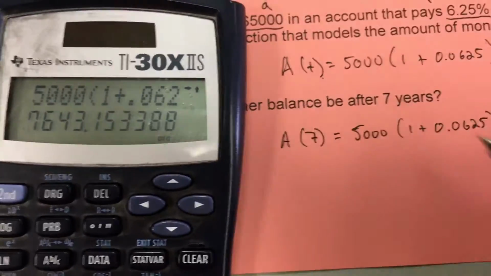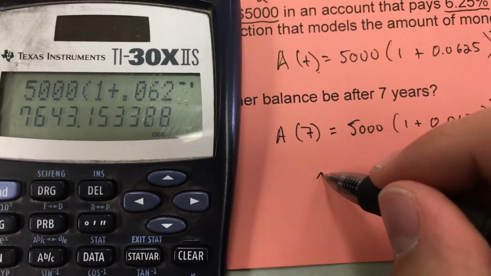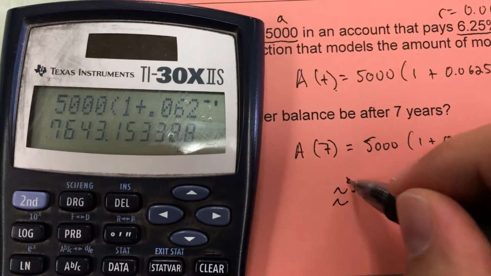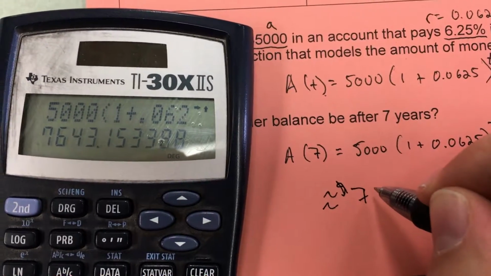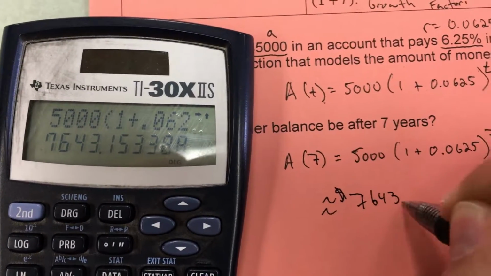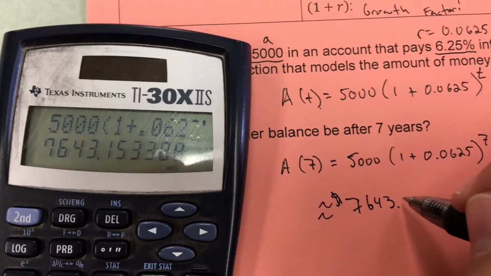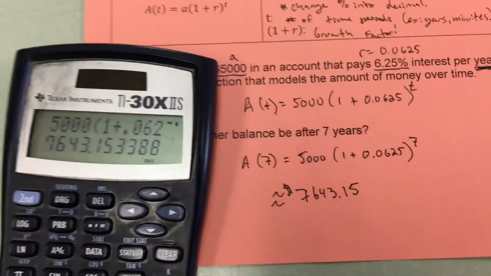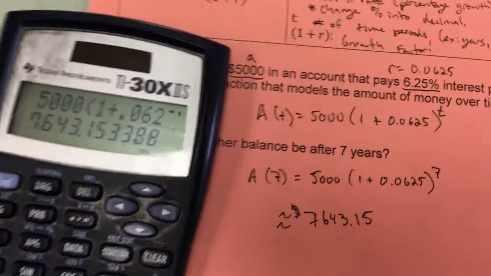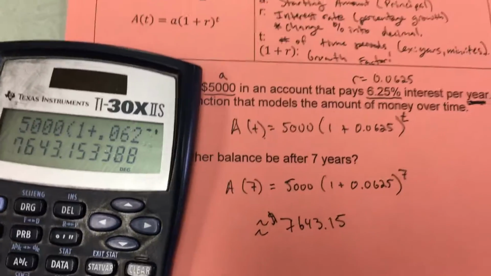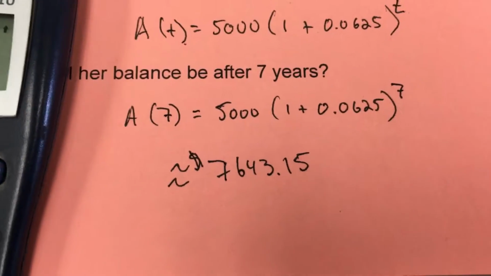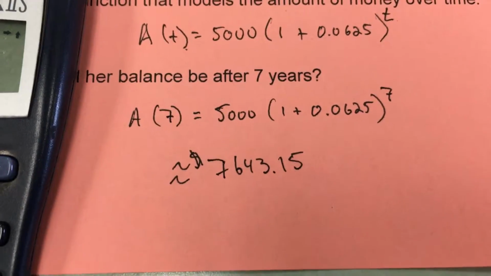So we're dealing with money. Okay, so the amount is approximately, because we're going to do a little bit of rounding, $7,643, and we'll just call it 15 cents. Okay, that's pretty cool. At 6.25% interest after 7 years, she's gained $2,643 basically. So that's how much money you have in your account after you let the interest grow for you. That's pretty cool.